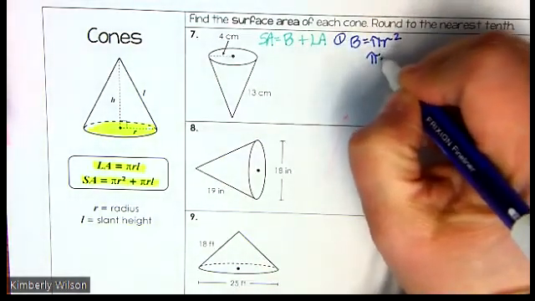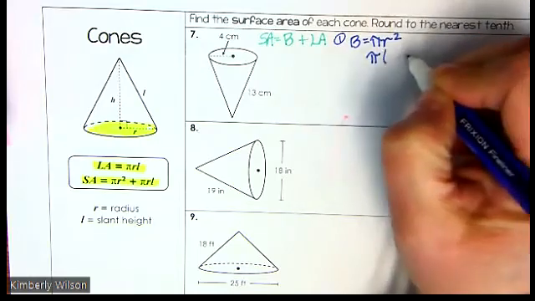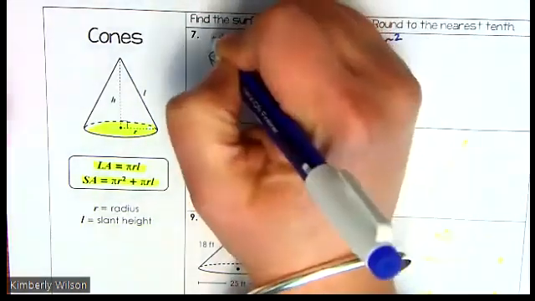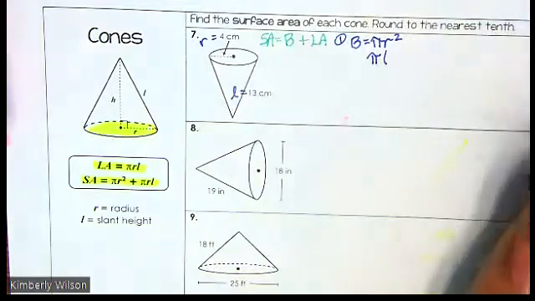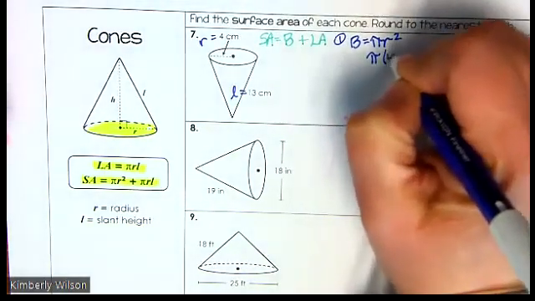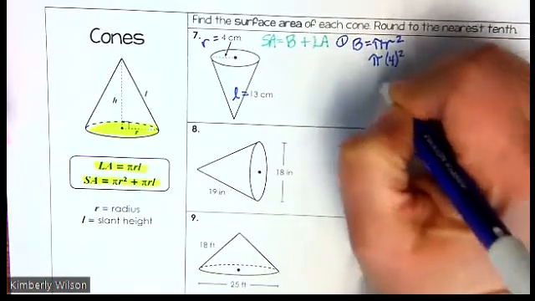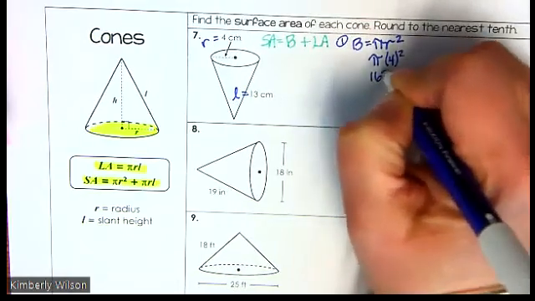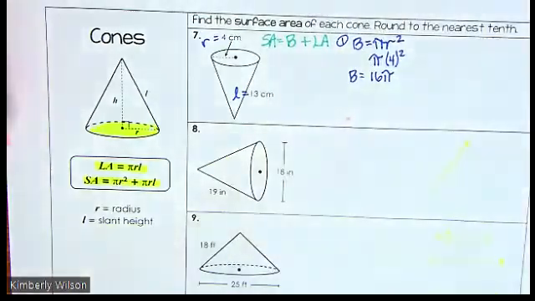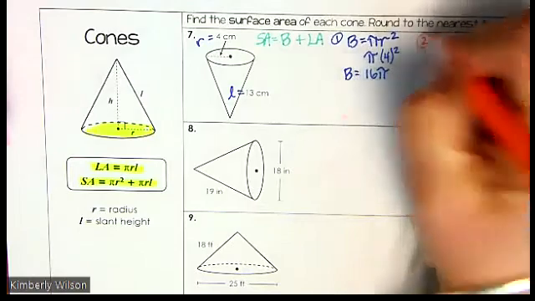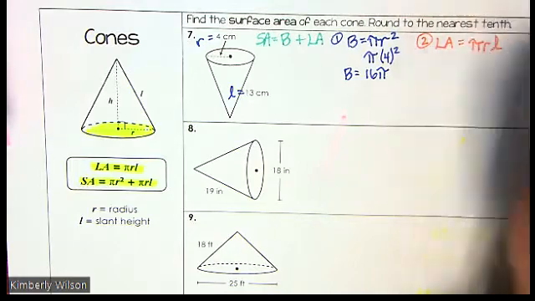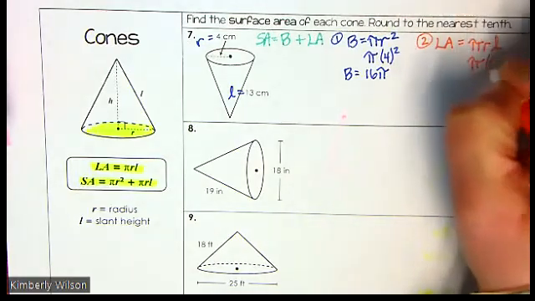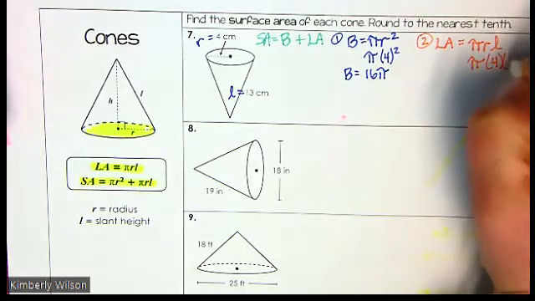Okay, so we have pi times, and our radius is, oh, we label the figure first. This is r, the radius, and this is L, my slant height. Okay, so we have 4 squared. So this is going to give me 16 pi. That's what my base is. And now I'm going to do step 2, which is the lateral area, which is pi r L. So I'm going to have pi times 4 times 13.